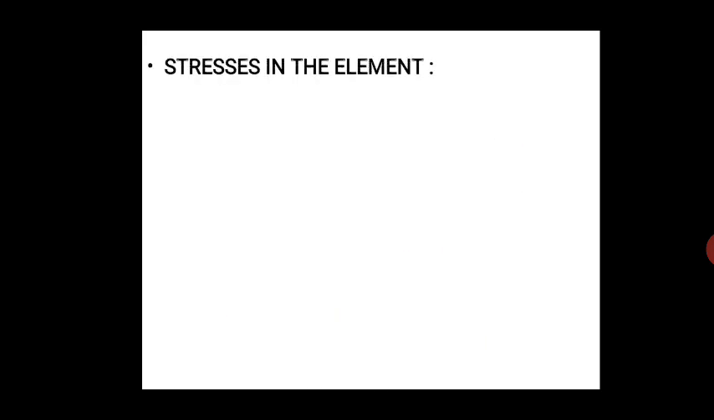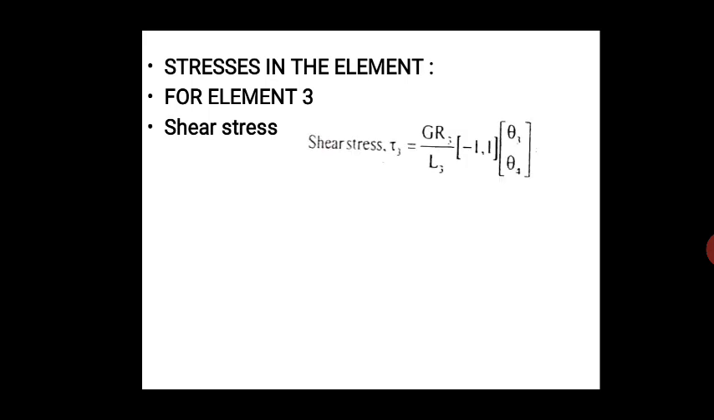Similarly, the shear stress developed in element 3 can be written as tau 3 is equal to G R3 divided by L3 into [minus 1, 1] into the matrix of theta 3 and theta 4. In this equation, we have the radius as 25, the length of the third element as 1000 mm, and we have calculated the angular displacement theta 3 as minus 3.785, and because of the boundary condition theta 4 is also 0.